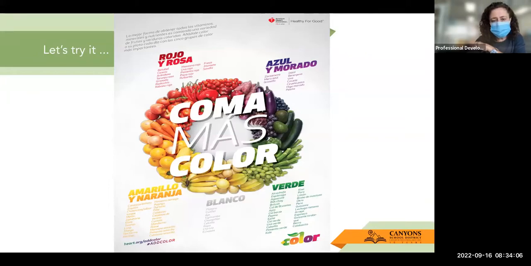So here, students could list the colors. They could talk about the different kinds of food. They can talk about the colors that you have on your screen and on the image. Students can talk about what they like to eat, what they don't like to eat. They can talk about fast food.